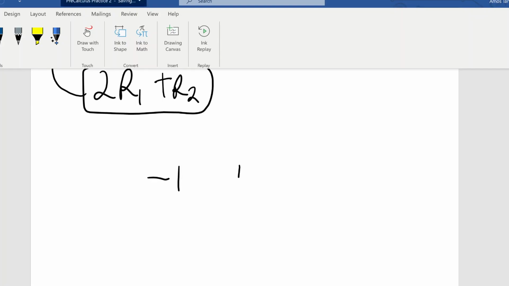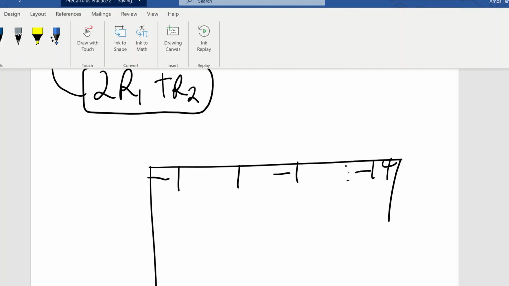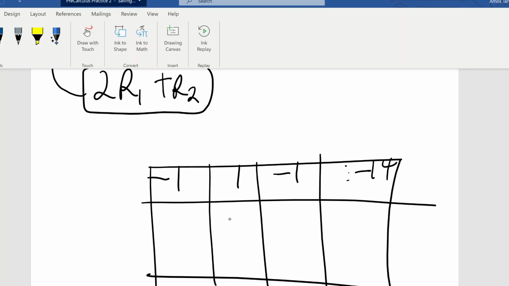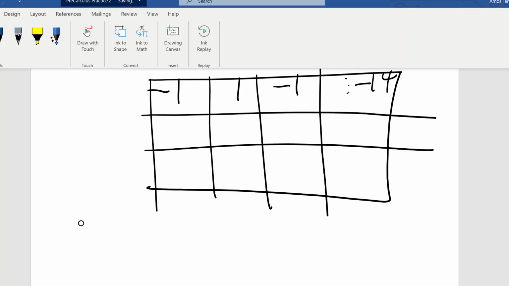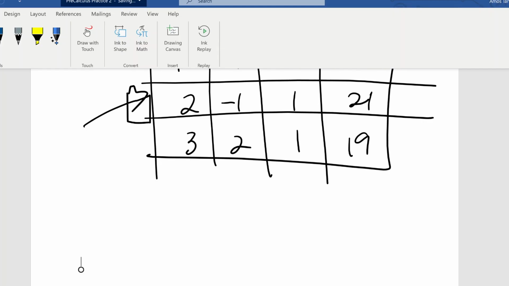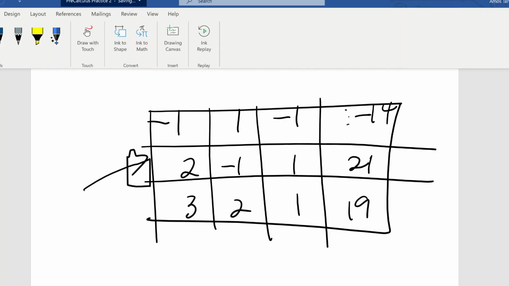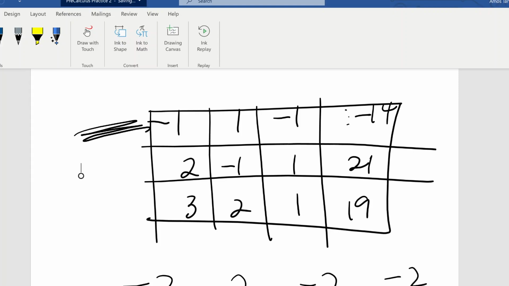So if we have negative 1, 1, negative 1, and negative 14, for time purposes I'm not going to put the 3 dots. We'll just create a table like this and keep copying and pasting the table. So we have negative 1, 1, negative 1, negative 14. We have 2, negative 1, 1, and 21. And we have 3, 2, 1, and 19. If we took the first row and multiplied it by 2, that will become minus 2, 2, minus 2, minus 28.